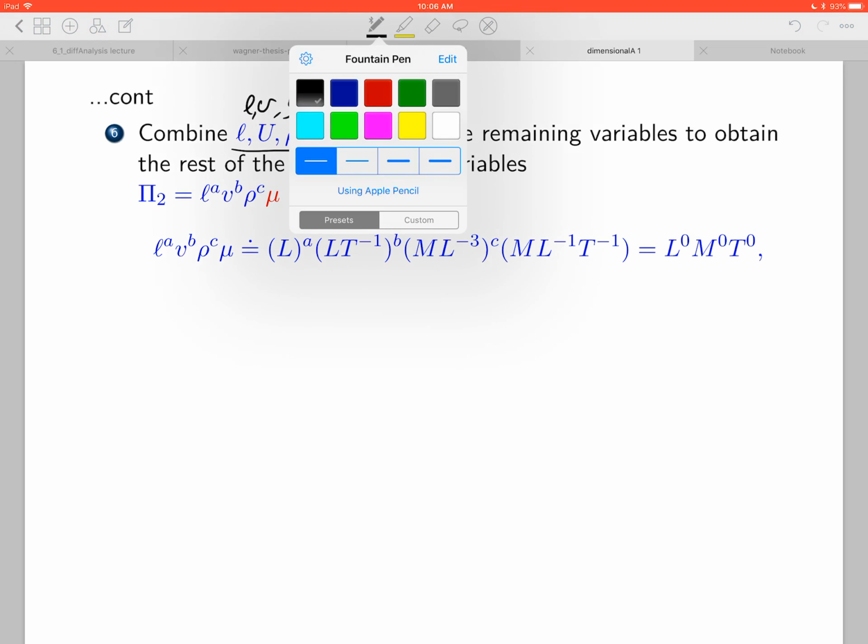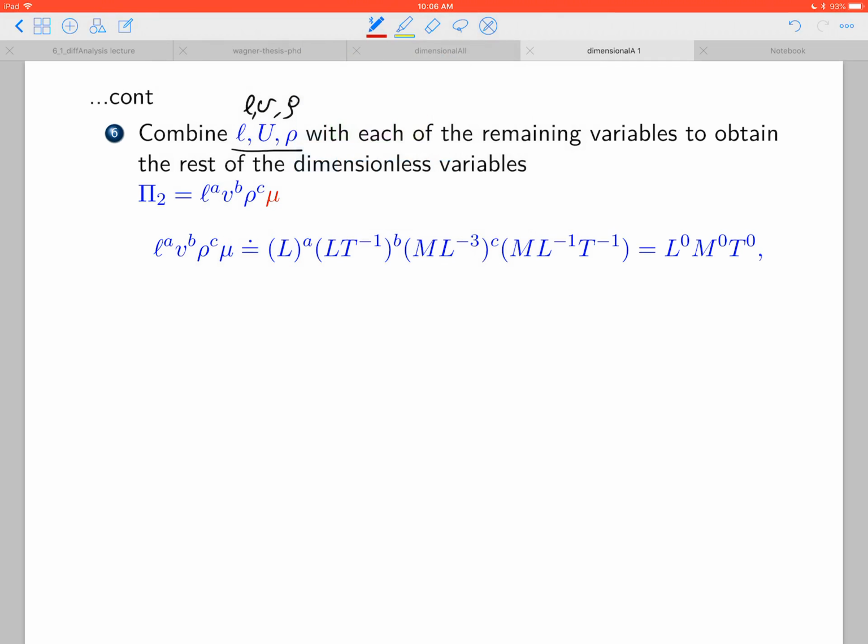So let's start with, for example, the length. So for the case of the length, we have L to the a, so a, L to the b, plus b. So I'm not writing the base, just the exponent. And L to the negative 3, so minus 3c. And L to the negative 1, so minus 1, equal to, on the right hand side, L to the 0, so 0.